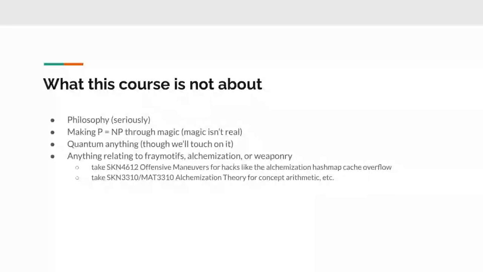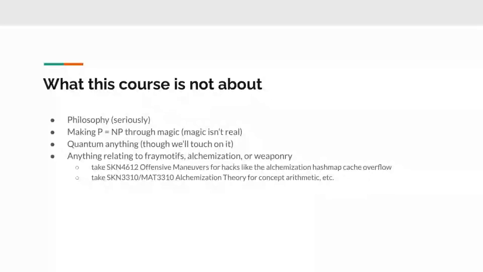If you want to do stuff like the alchemization hash map cache overflow, you probably want to take SKN 4612, offensive maneuvers. For those of you who don't know, the alchemization hash map cache overflow is this: we theorize that if there's a finite number of alchemization codes in a game, but an infinite number of items that can be alchemized, then what's actually happening is you're accessing items through a hash map every time you type in a code.